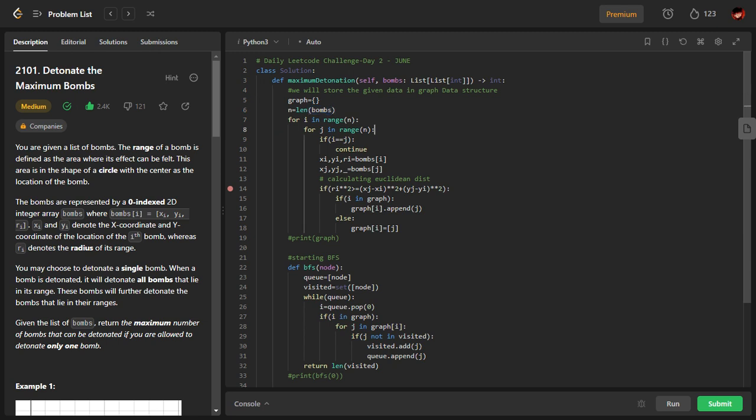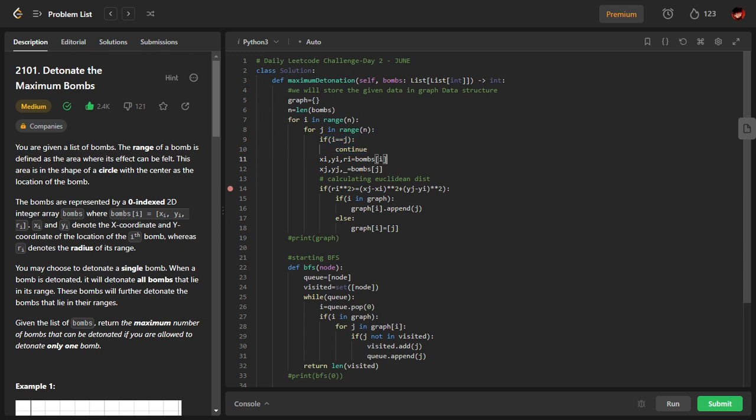Please pay attention here. For both loops you can see the range is same. It will run in the range 0 to n minus 1. So both of them are same. The idea here is, for every i, I am trying to find out how many bombs it can explode. If i and j are same, just continue, because the same bomb will explode itself. That is obviously true, so we need not consider it.